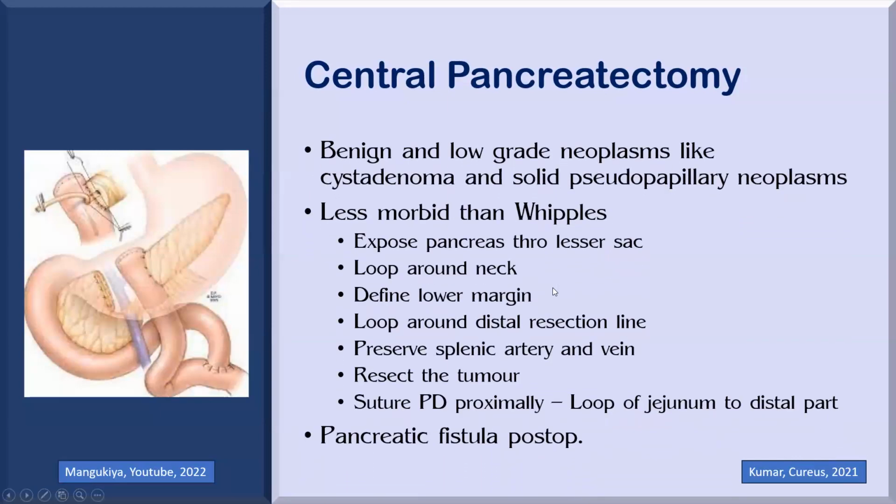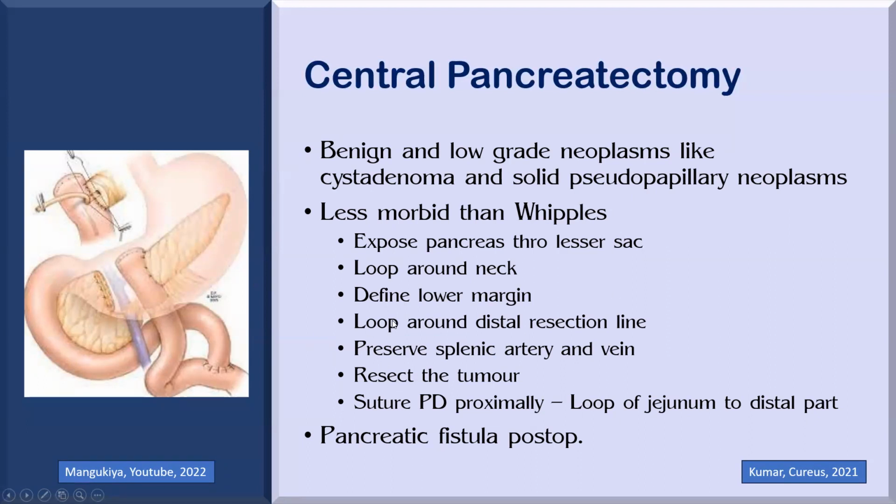Okay. Now, as I said, these are the common indications: benign and low-grade neoplasms, same as enucleation, but the tumors will be bigger. There are reports of 5-6 centimeter body tumors which are amenable to central pancreatectomy. Please note that a 5 or 6 centimeter adenocarcinoma will by then have spread a lot. In the body, it doesn't give you any symptoms. So most of these are inoperable when the carcinoma is that size. But these are cystadenomas and solid pseudopapillary neoplasms, which are amenable to central pancreatectomy.